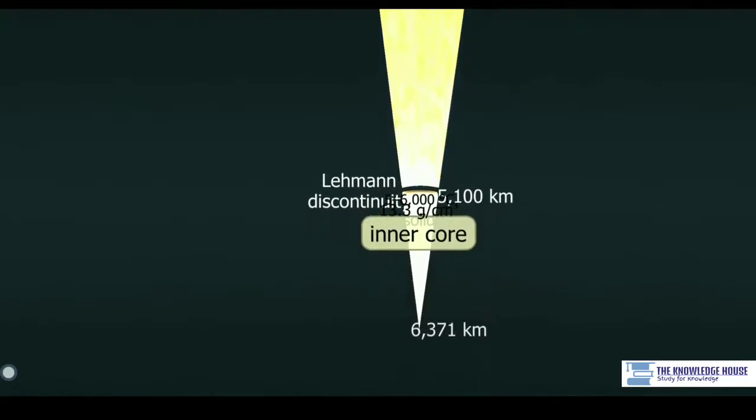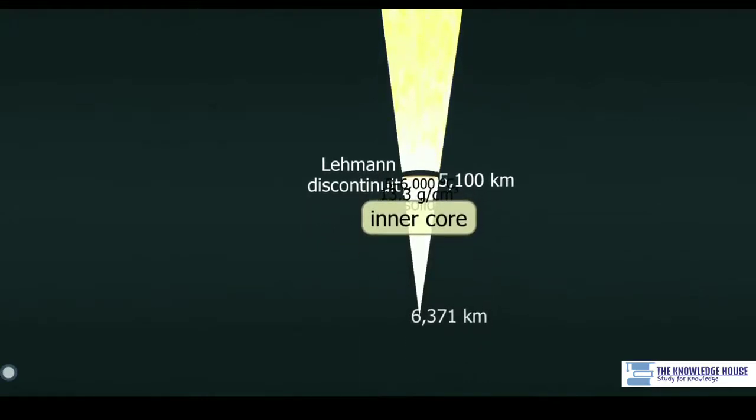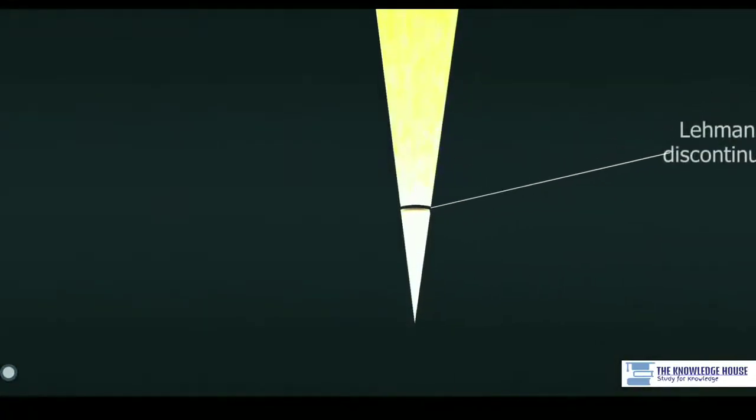Density, temperature, and pressure increase with depth. While pressure increases gradually, density changes abruptly where the velocity of seismic waves also changes abruptly, that is, at discontinuities.